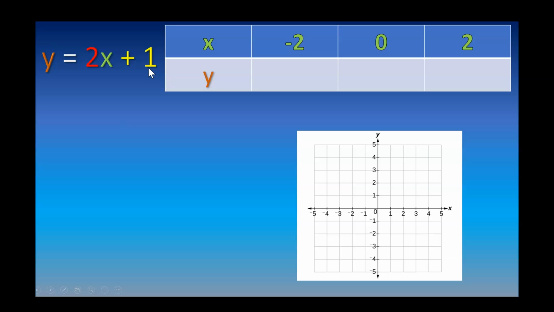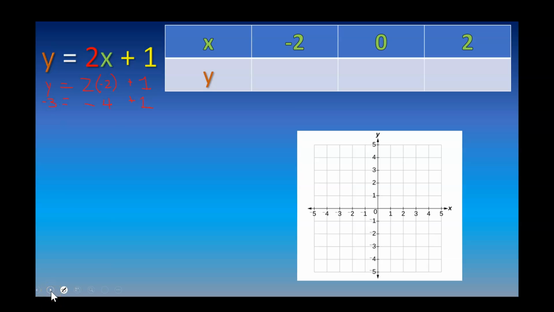This means we can choose any number we want to stand in for the variable x, do the math, and see what comes out the other side as our y value. For example, if we decide that we are going to replace the letter x with a negative 2, then our formula becomes y equals 2 multiplied by negative 2 plus 1. And then we do our math. 2 times negative 2 is negative 4. Plus 1 gives us negative 3.